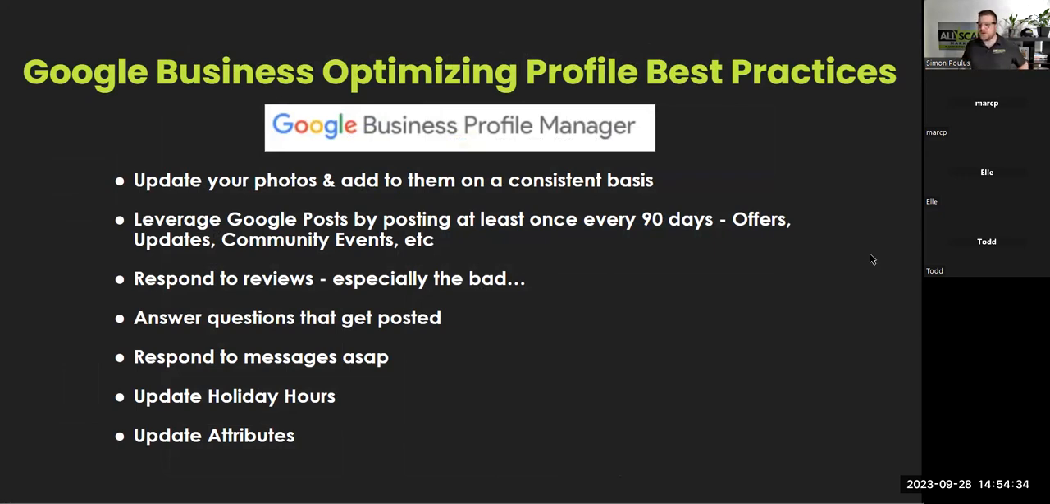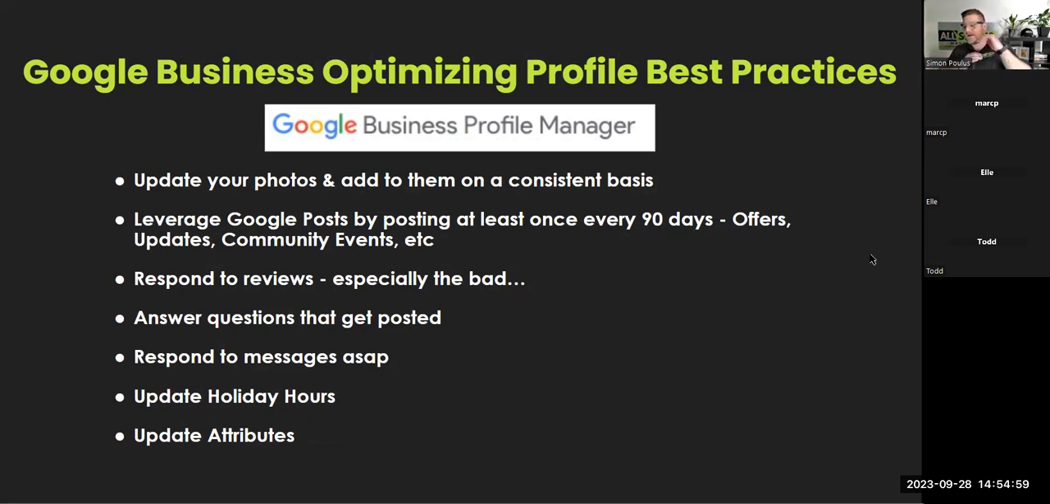Consistency. Make sure if you are uploading photos, to try and do it on a consistent basis, okay? It's really good to go and take 100 photos, optimize them all, and dump them onto the listing. That does help, but it kind of has a diminishing effect over time.